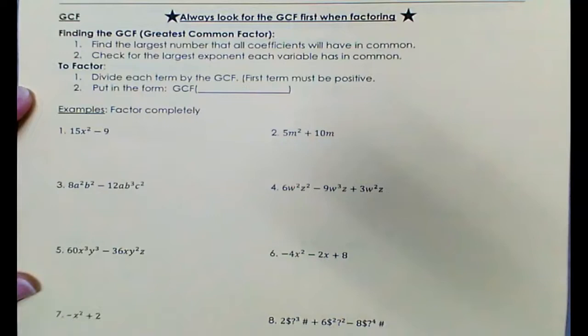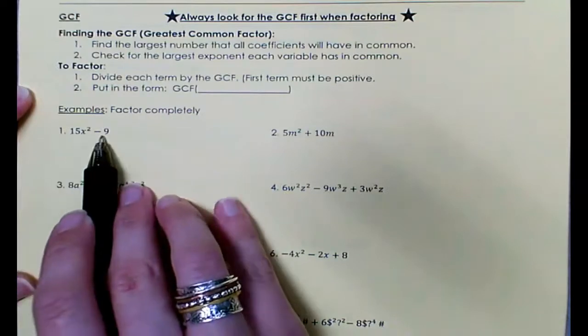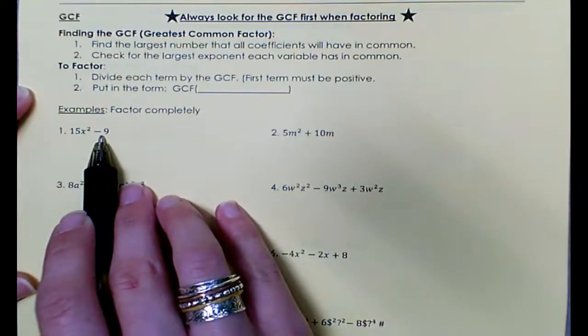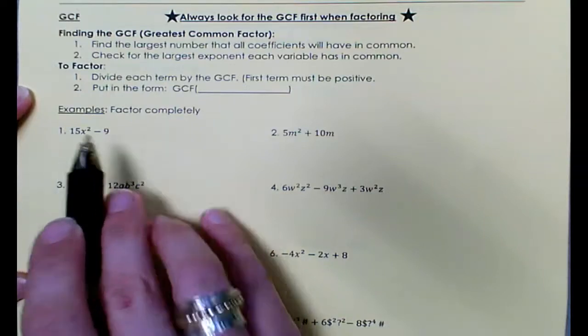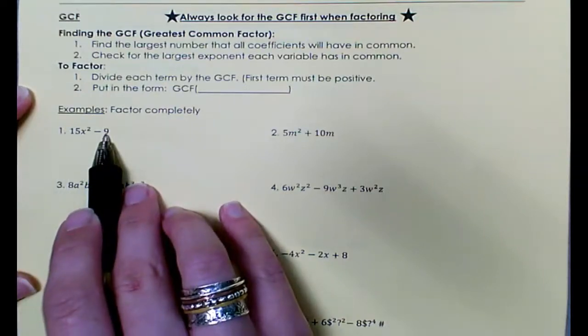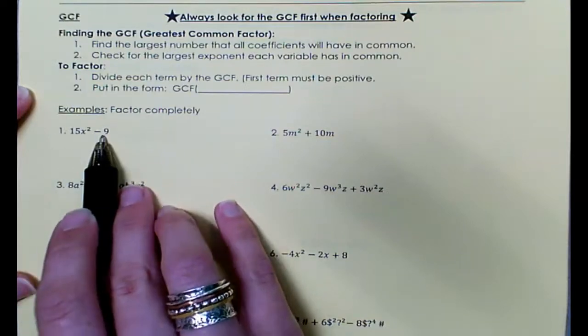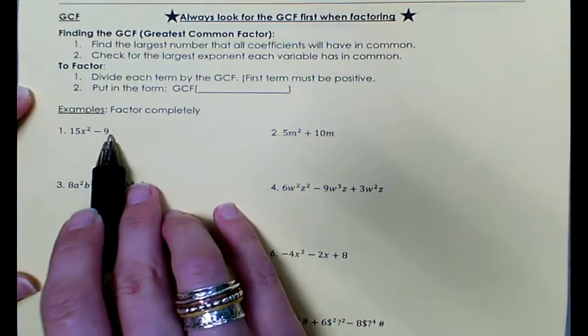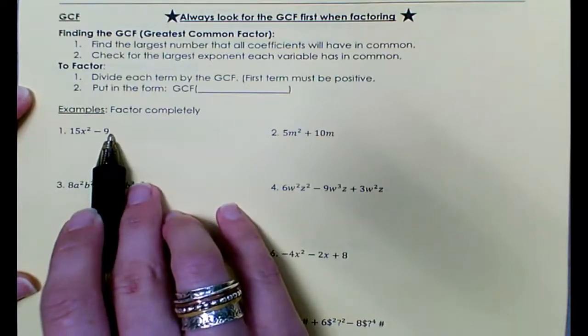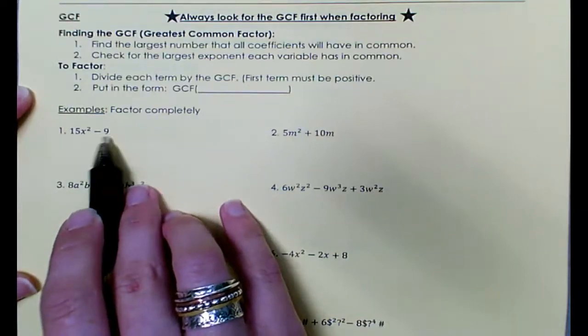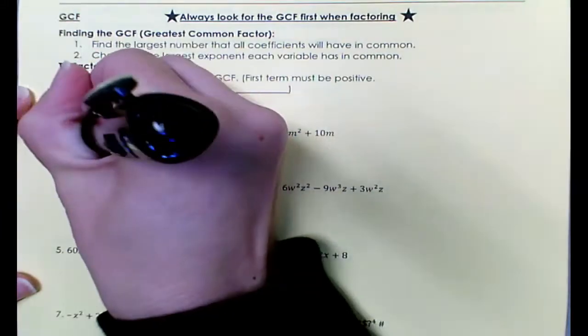So I want to look to see what the biggest number is that the coefficients can be divided by. So the coefficients are 15 and -9. Both of those are divisible by 3, right? This is divisible by 3 and 5. This is divisible by 3, and I guess 1 and 9 if you want to include those. But both are divisible by 3. And this doesn't have a variable with an exponent, so all I really have to worry about are the coefficients for this one.